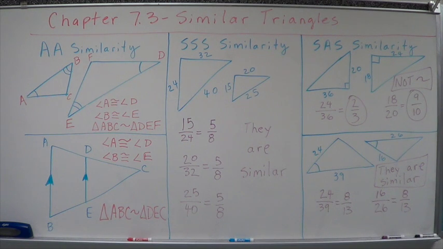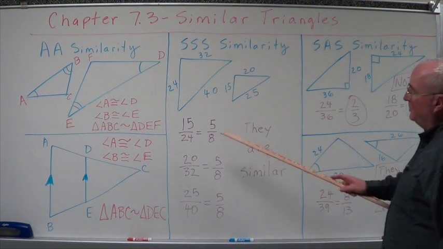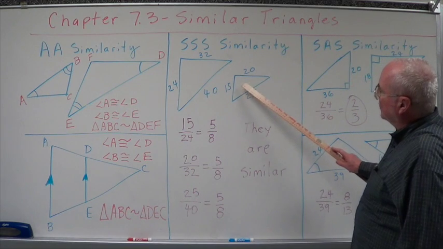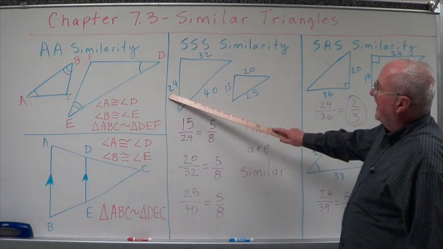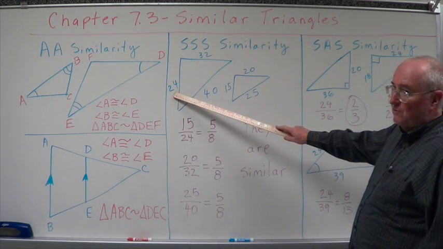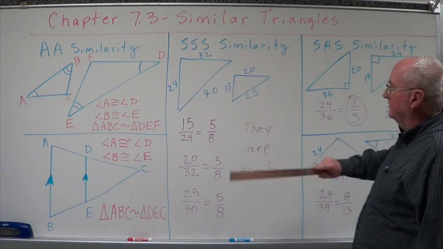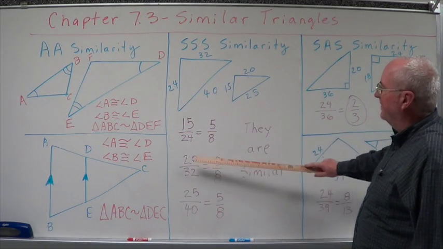Excuse me. All right, now let's look at side-side-side similarity. Side-side-side similarity says that corresponding sides have to be proportional. If they are, then the triangles are similar. So what we're going to do is take the small side of this triangle, which is 15, and set up a ratio with the small side of this triangle. So that's 15 divided by 24.